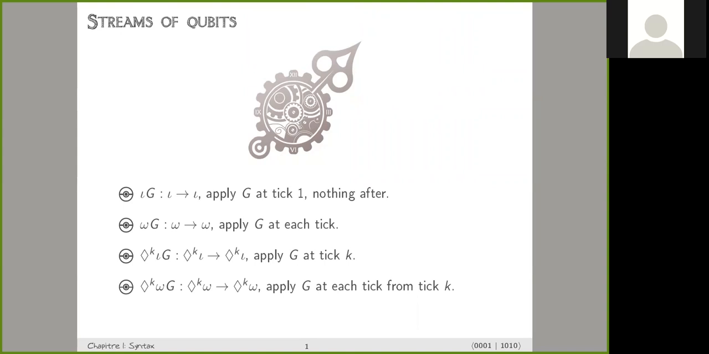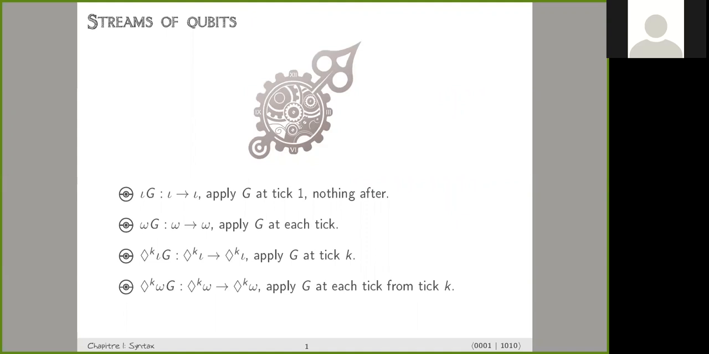You also have omega gates. So you have an omega wire. This is the wire for streams. And in the stream, at each tick, you receive a qubit. So an omega gate is: at each tick, you receive qubits, you apply your gates, you have some outputs, you output them, and you do this forever at each tick.